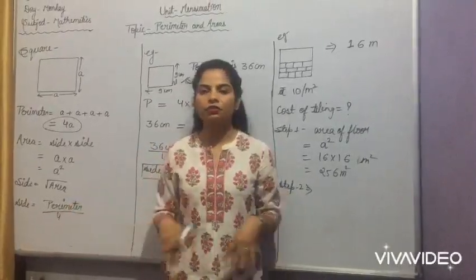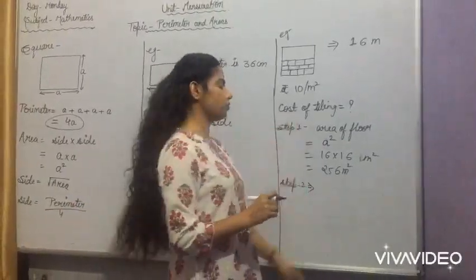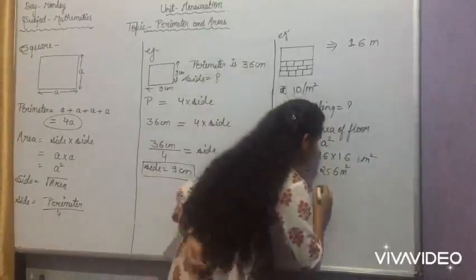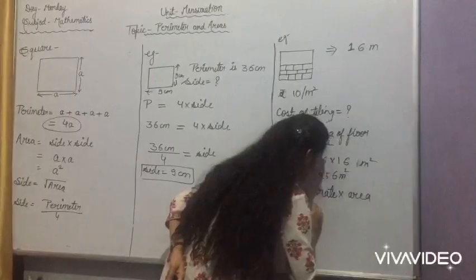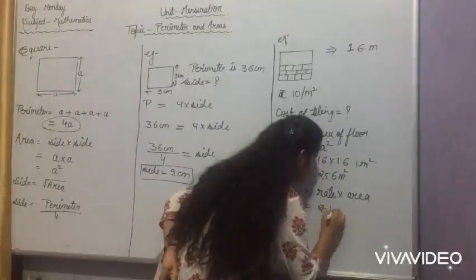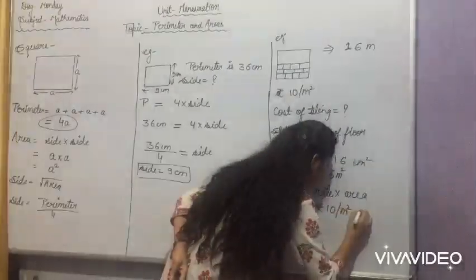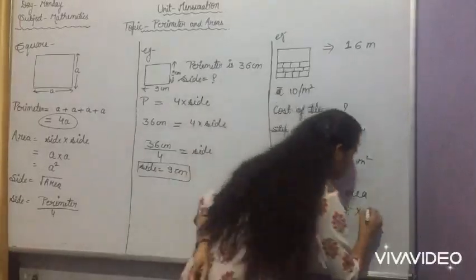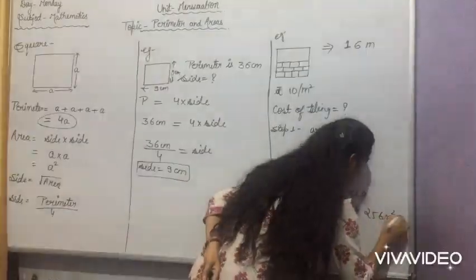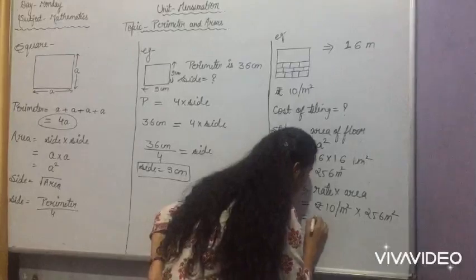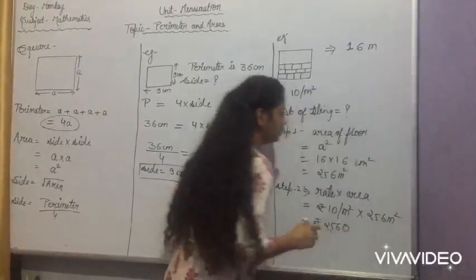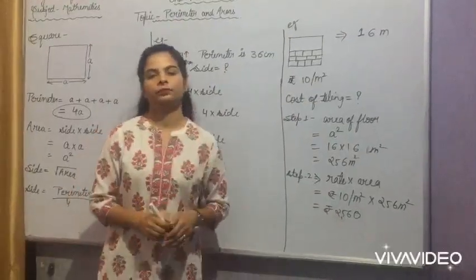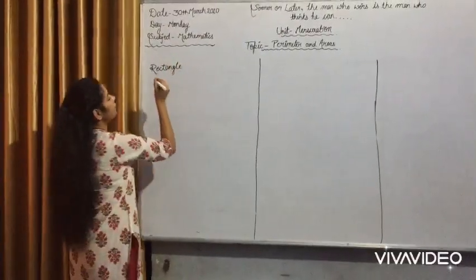Step 2, to find out the cost of tiling. The amount which you have to pay to get the floor tiled is known as the cost of tiling. For that, you need to multiply rate by area. Here, rate is rupees 10 per meter square multiplied by 256 meters square. So it is rupees 2560.